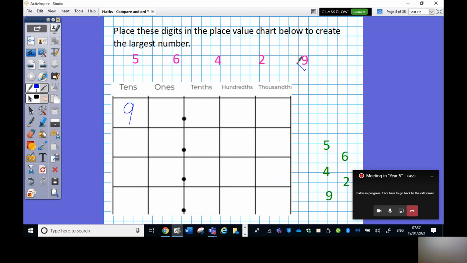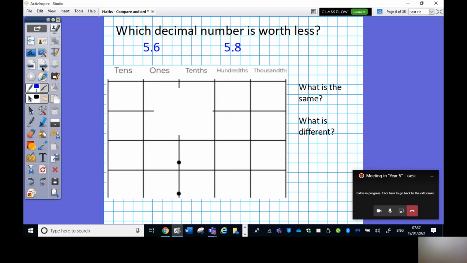Now, which of the 4 remaining digits is worth the most, has the greatest value? 6, excellent. Where will I put that? In my ones. Good. Next digit, 5, excellent, and that goes in my tenths column. And next one, 4, and that goes in the hundredths, excellent, and last one, 2. So now I've created the largest number.